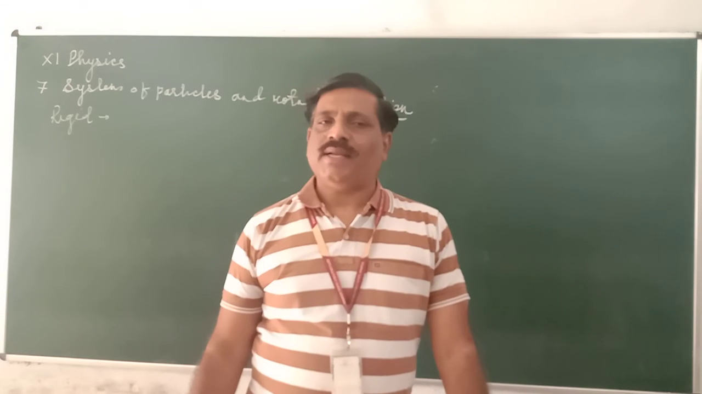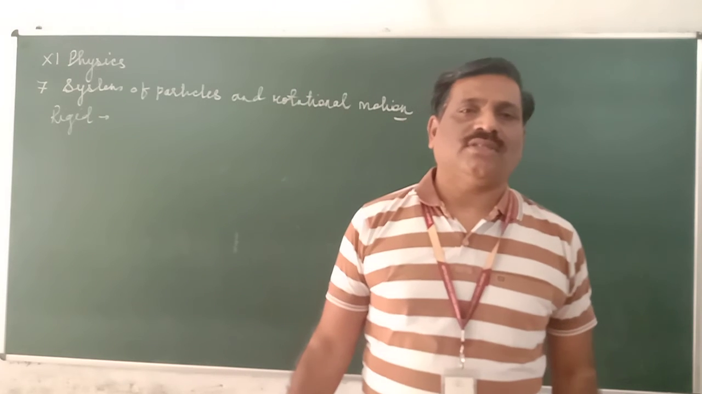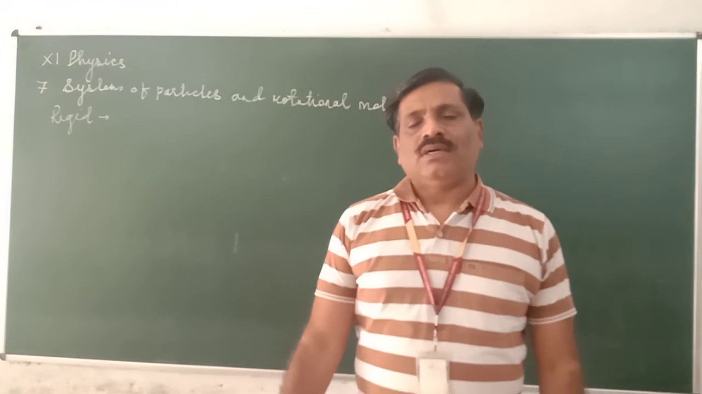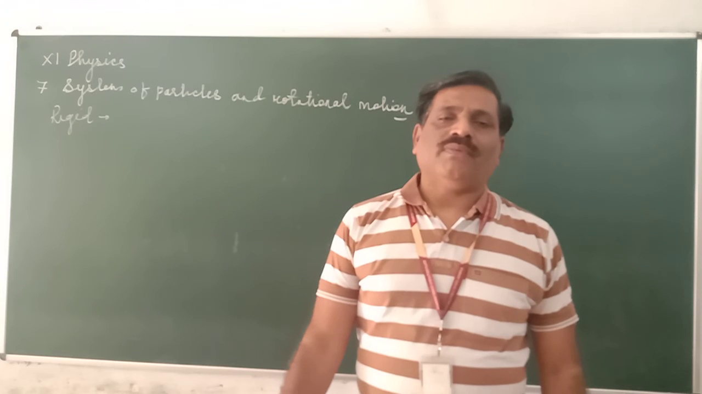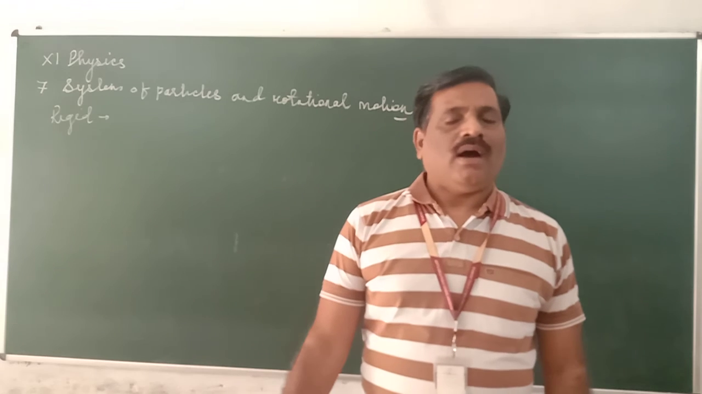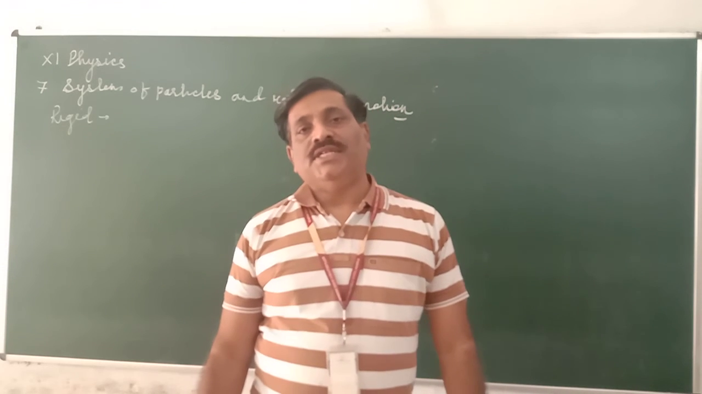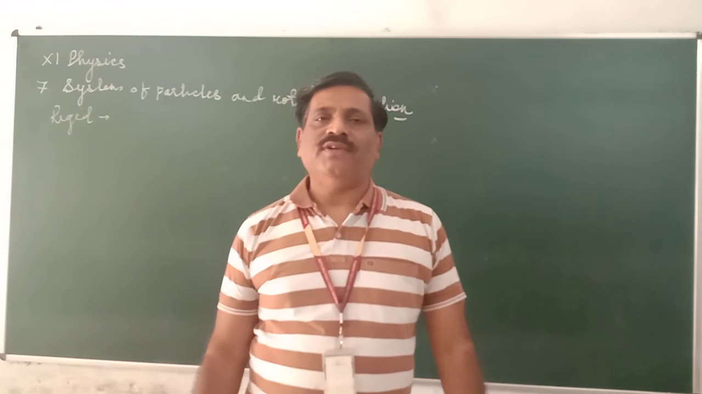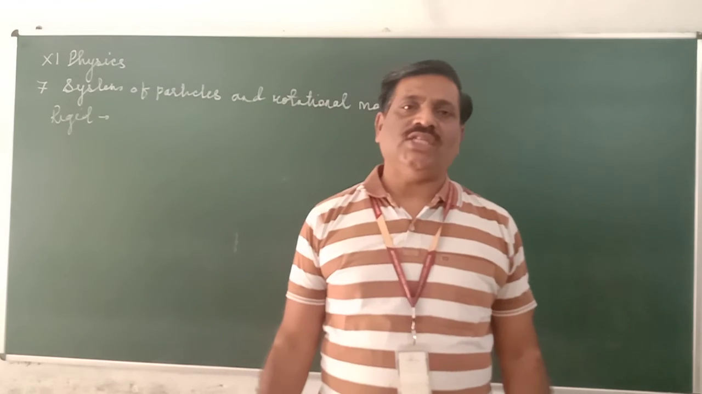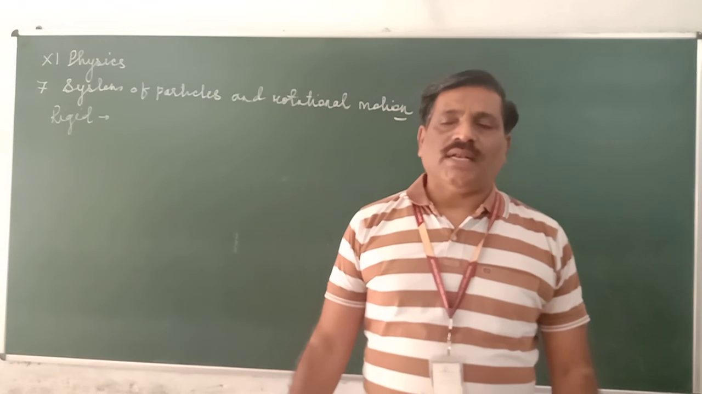A rigid body is defined as the object or body which does not change its size and shape, or the distance between pairs of particles remains the same. It is called a rigid body. Ideally speaking, there is no body which is rigid. Even the earth changes its shape when it is revolving around the sun.